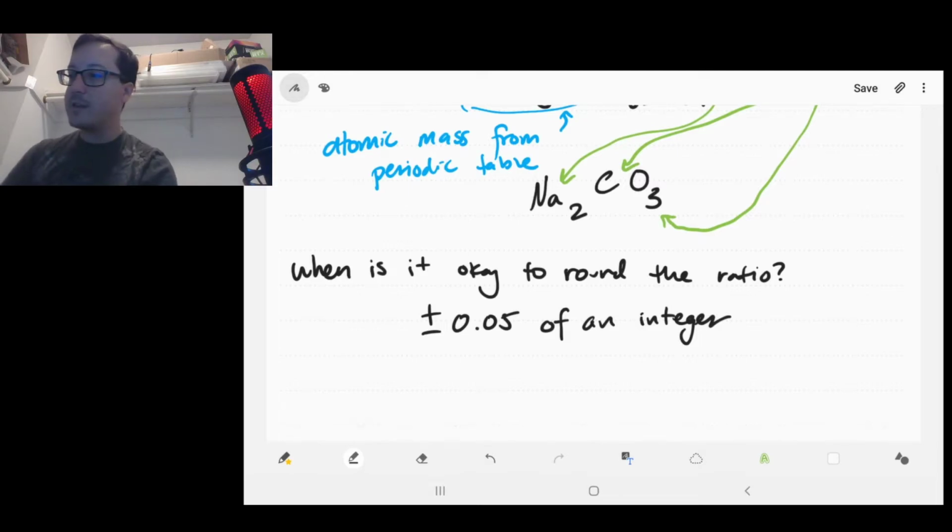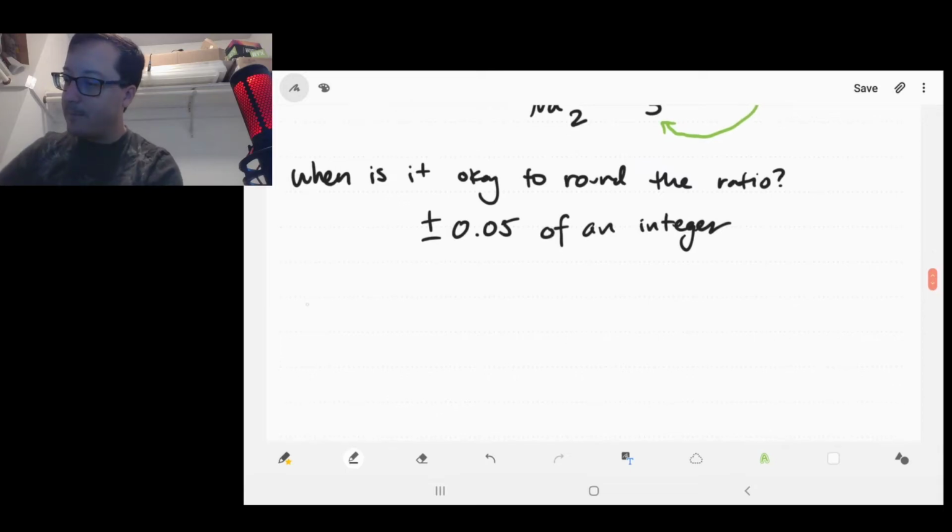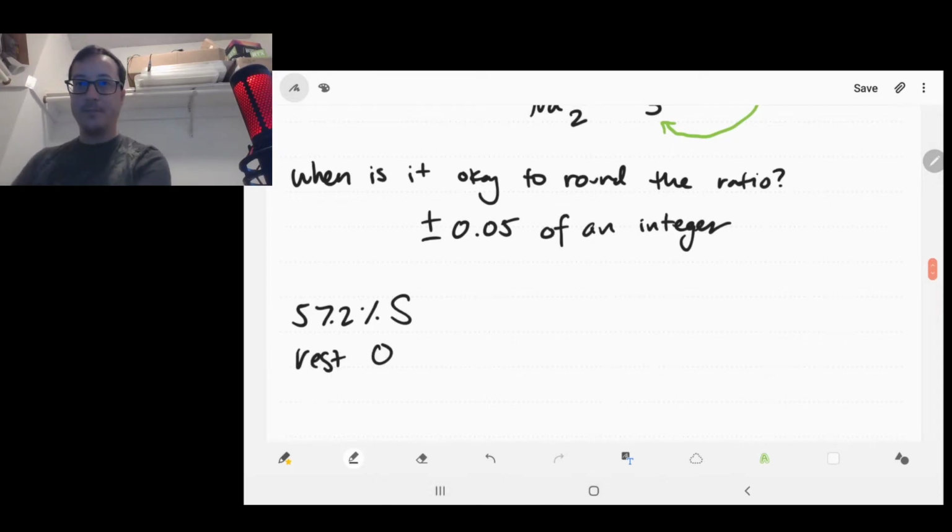Let's take a look at another example, and we'll see what I mean by rounding the ratio, and we'll see what to do. So, here's one. We have a compound that is 57.2% sulfur, and the rest is oxygen. Well, sulfur one we can handle, right? Oxygen, we're going to have to do a little bit of easy math.